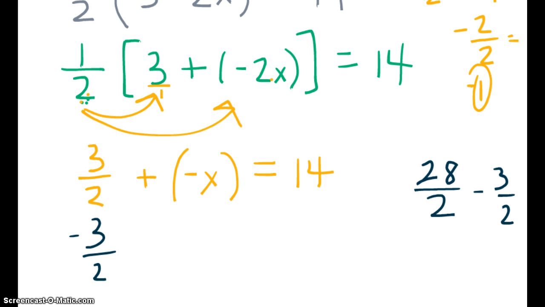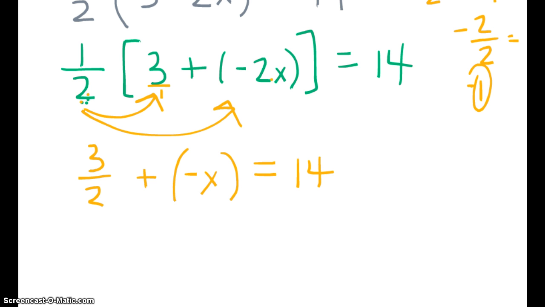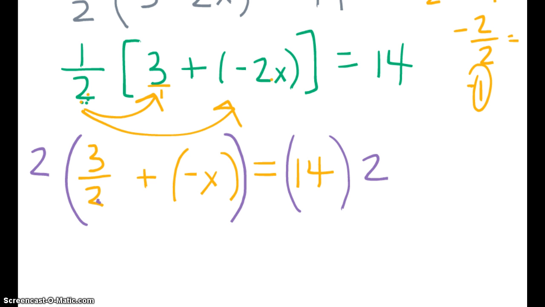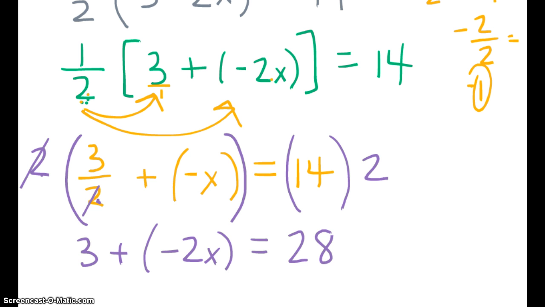You could do that. But just for fun, I'm going to show you how to clear this fraction, because sometimes that just may come up. So we want to get rid of that 2 as our denominator. So I'm going to take everything and I'm going to multiply both sides by 2. So those divide out. So I'm left with 3 plus, now I have to take my 2 and distribute it to my negative x. So that's negative 2x equals 28.